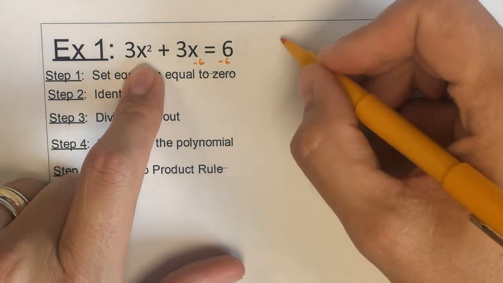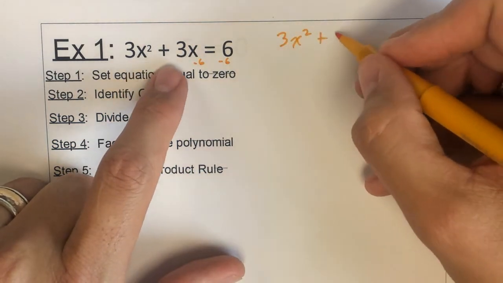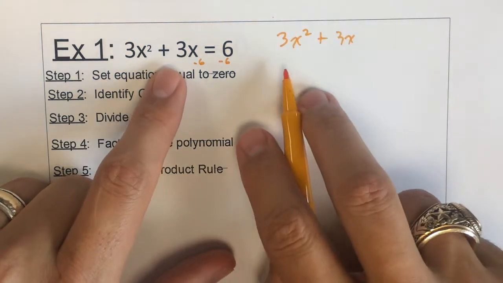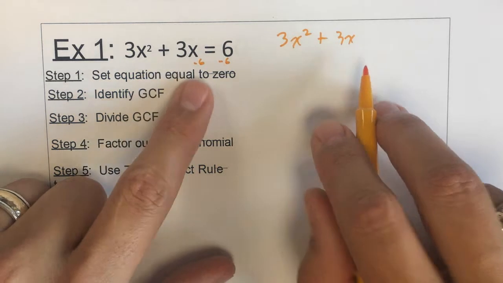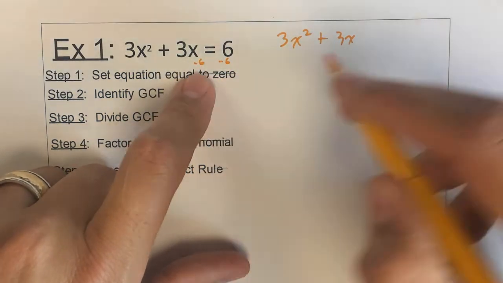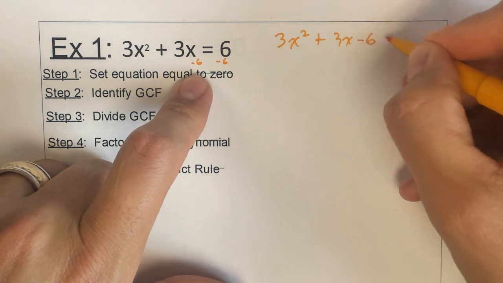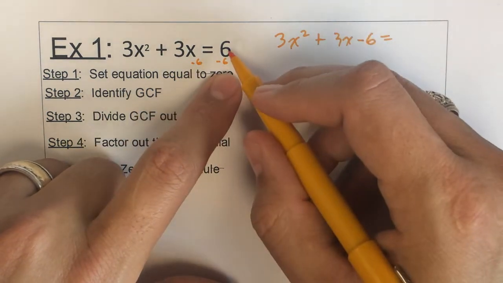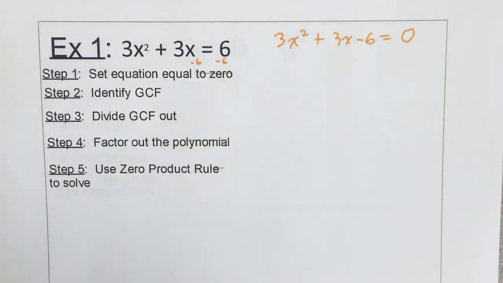When I rewrite this, I'm going to list all my terms, biggest exponent first, 2, 1, and 0. My -6 does not have any like terms, so I'm just going to put -6. And when I subtract 6 and -6, that's my 0. I must set these equal to 0. This doesn't work unless you set it equal to 0 at first.